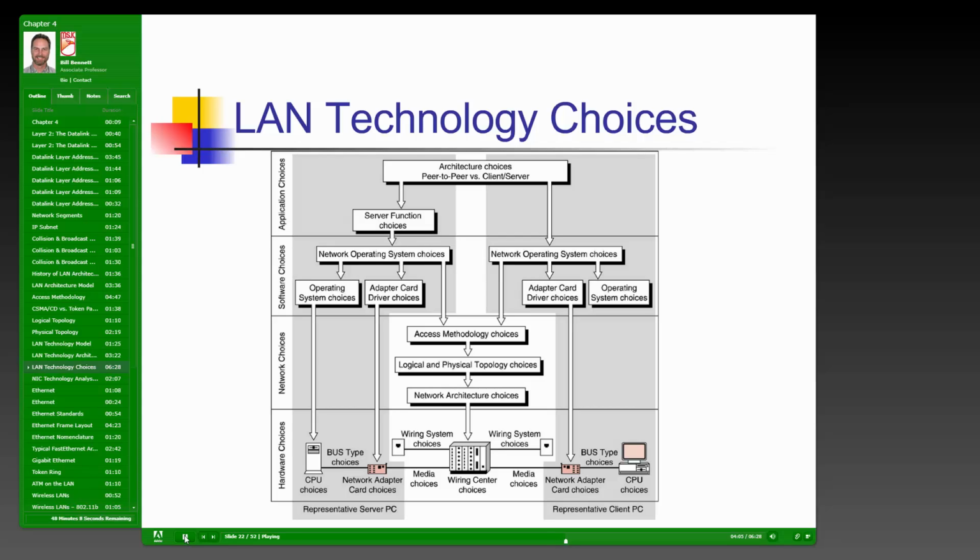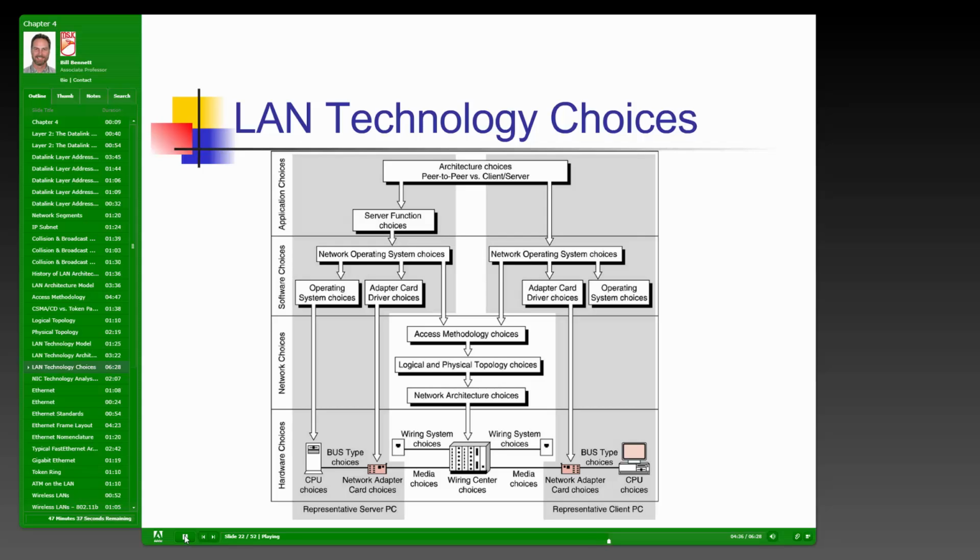We're determining which operating system we're going to choose. And again, you could use XP, you could use Vista, which are normally considered to be client operating systems. You could use those and provide services, basic services, file and print services to your network. Then you got the adapter card choices, and then we get down to the three properties we talked about as far as our network architecture: the access methodology, the logical and physical topology, and also then the network architecture choice.